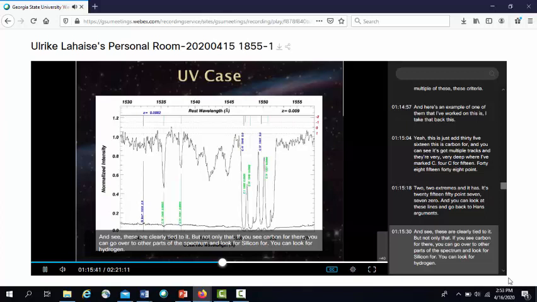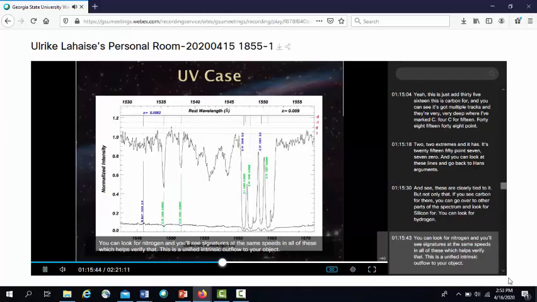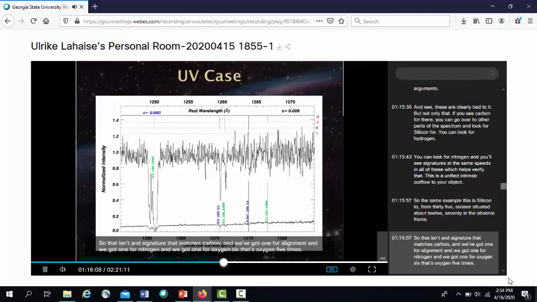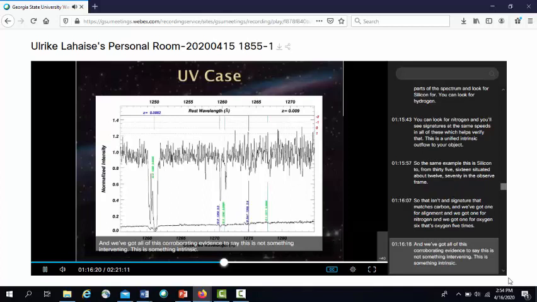But not only that, if you see carbon-4 there, you can go over to other parts of the spectrum and look for silicon-4. You can look for hydrogen. You can look for nitrogen, and you'll see signatures at the same speeds in all of these, which helps verify that this is a bona fide intrinsic outflow to your object. So same example, this is silicon-2 from NGC 3516, situated about 1270 angstroms in the observed frame. So that is a signature that matches carbon. And we've got one for nitrogen, and we've got one for oxygen-6, that's oxygen 5 times ionized. And we've got all of this corroborating evidence to say this is not something intervening, this is something intrinsic.